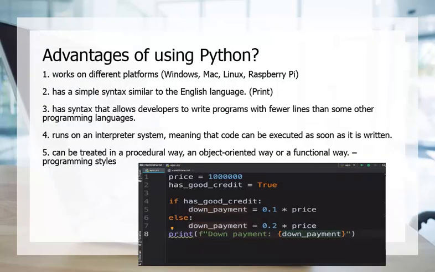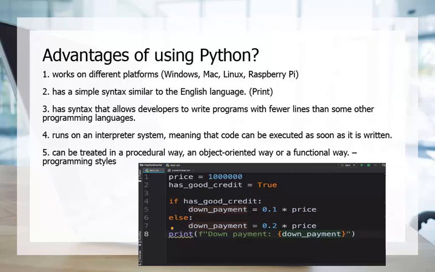What are the main reasons why Python becomes the top choice of every programmer? 1. Python works on different platforms such as Windows, Mac, Linux, and even Raspberry Pi, a hardware platform for developing IoT projects. 2. Python has a simple syntax similar to the English language.